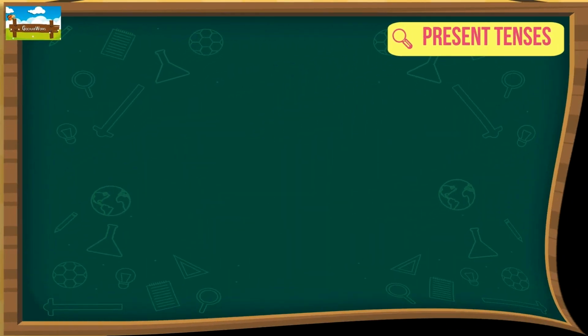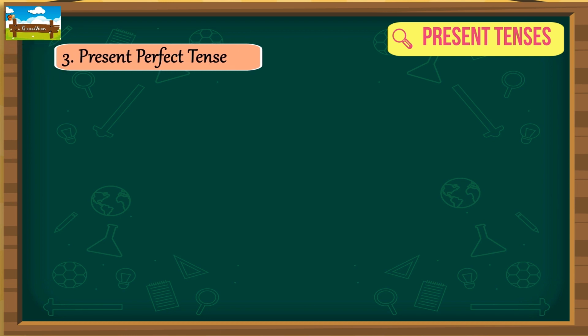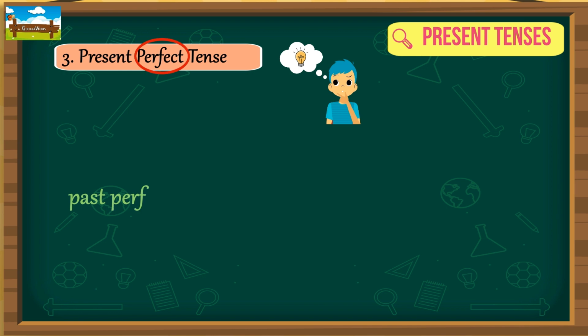Now, let's explore an interesting concept about the present perfect tense. To understand perfect, think about when something is considered perfect, when it's flawlessly done. In language, perfect means the action is complete. Present perfect tense indicates that the action was just completed. If it's past perfect, the action was done in the past. For future perfect, the action will be complete in the future.